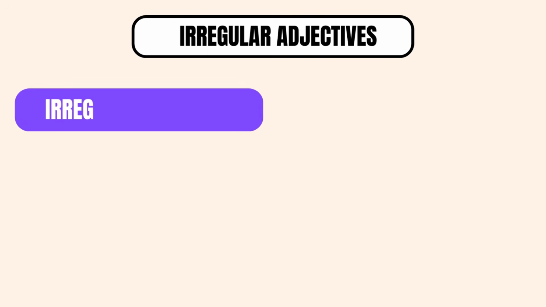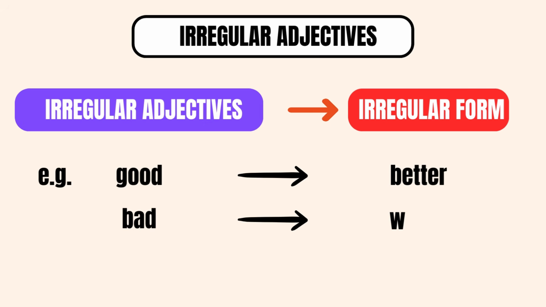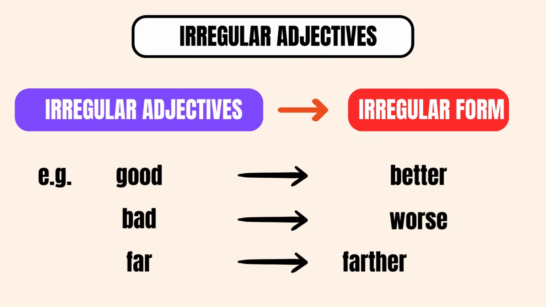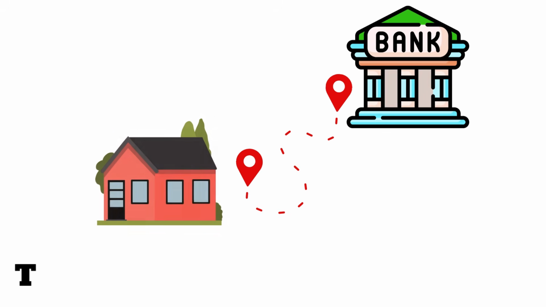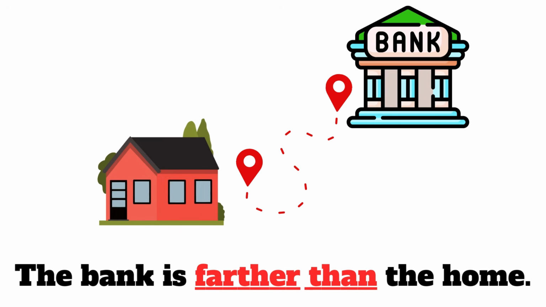Irregular adjectives in English don't follow the typical pattern for making comparisons. Instead of adding ER or using more, they have unique forms. For example, good becomes better, bad becomes worse, far becomes farther or further. The bank is farther than the home.